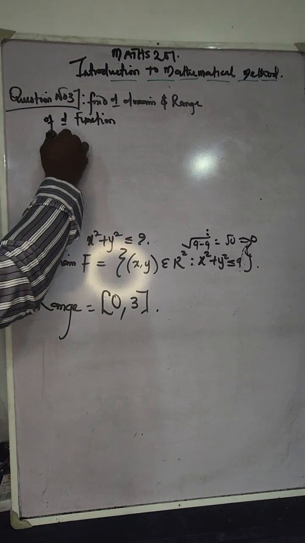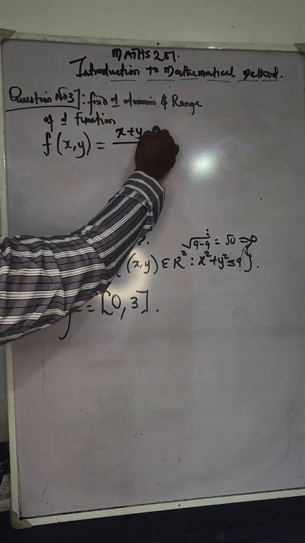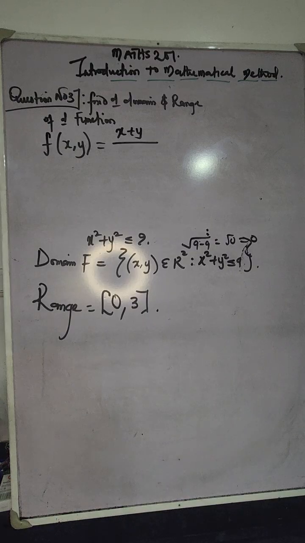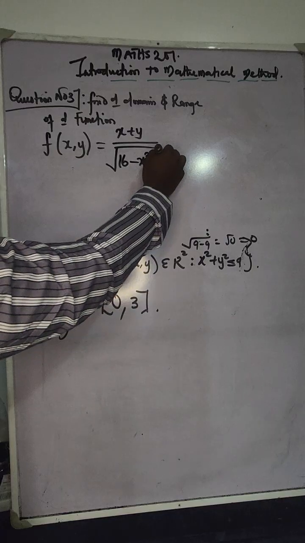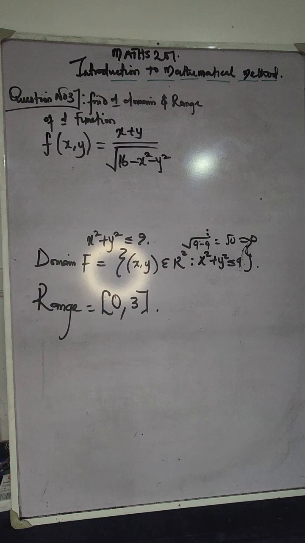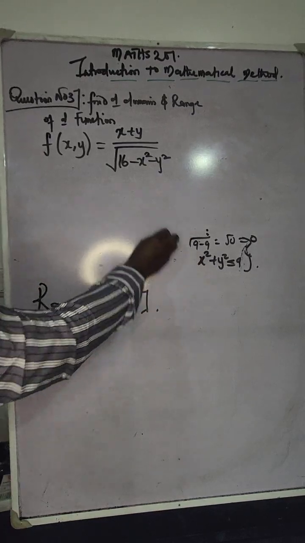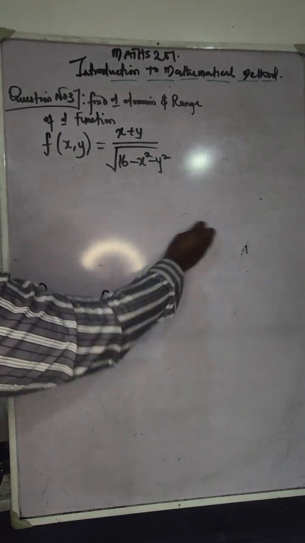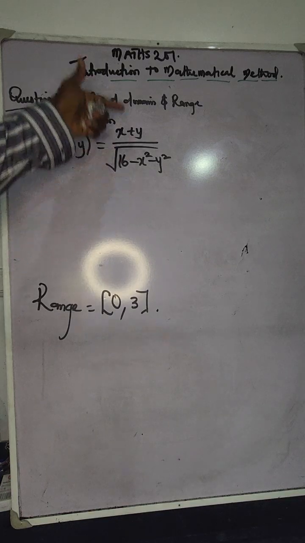We have f(x, y), a function containing two independent variables, equal to (x plus y) over the square root of (16 minus x squared minus y squared). We want to find the domain and range of this function. Because the square root function is serving as a denominator, there is a rule, and this time it is not on the numerator.